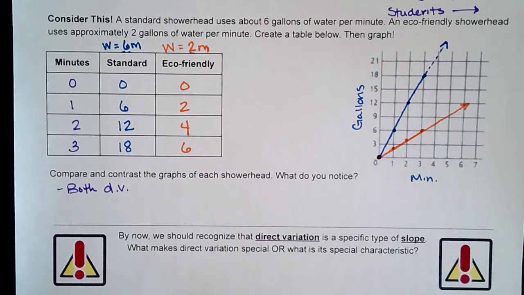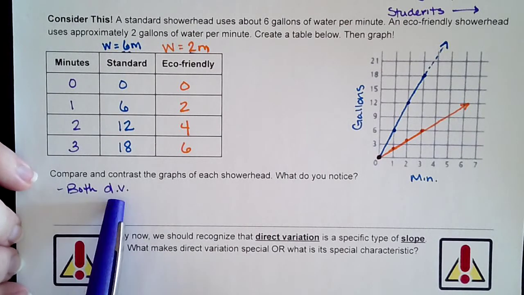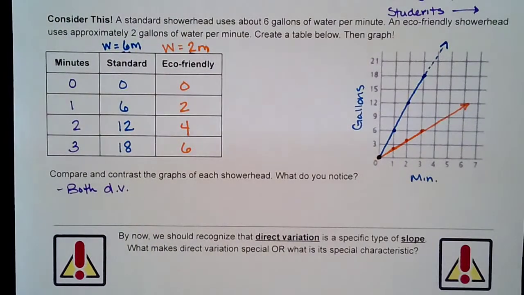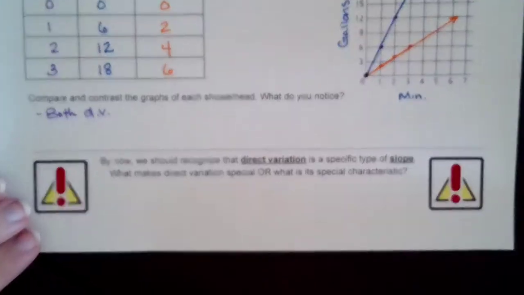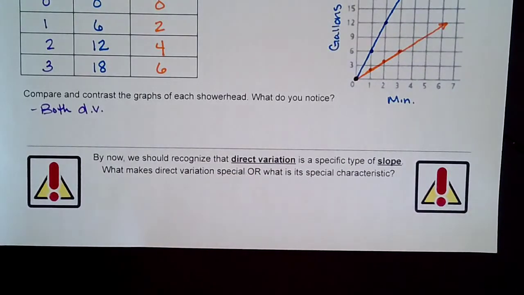There's plenty more we could talk about, compare and contrast with that. But the main thing I wanted you to see was that even though they're both direct variation, they can change at different rates, and that's okay. So last thing here, by now we should recognize that direct variation is a specific type of slope, just like rate of change is. What makes direct variation special, or what is its special characteristic?